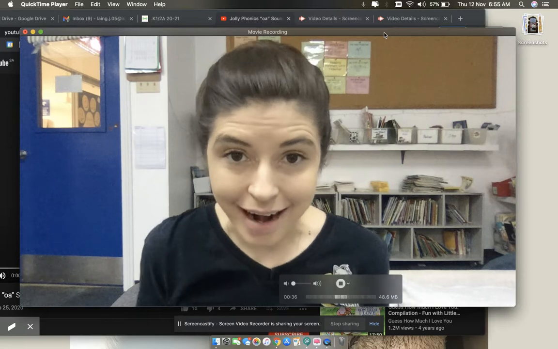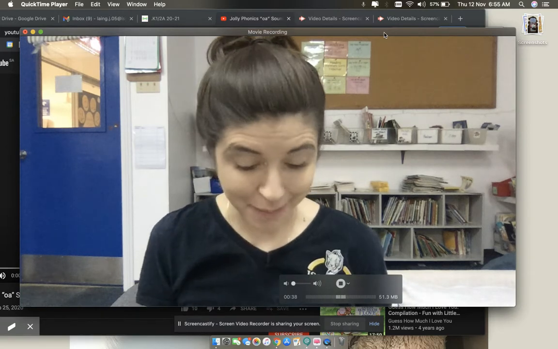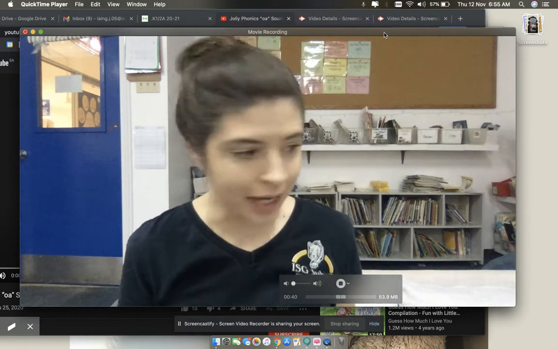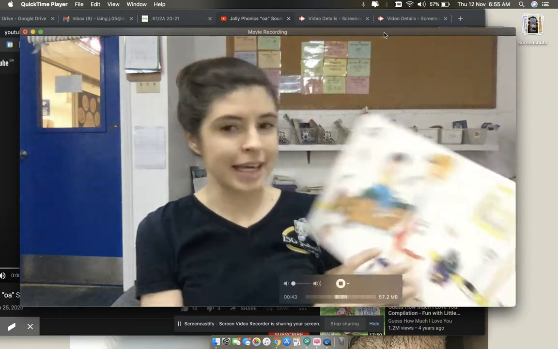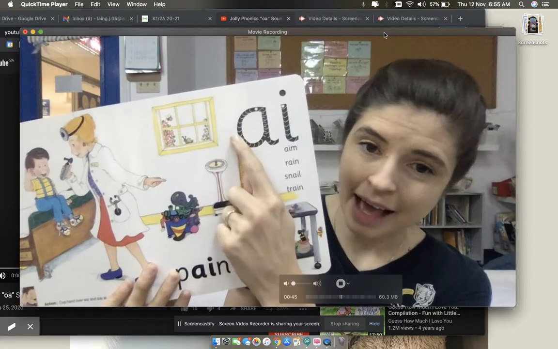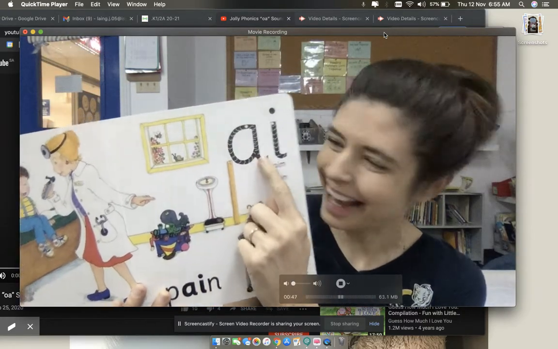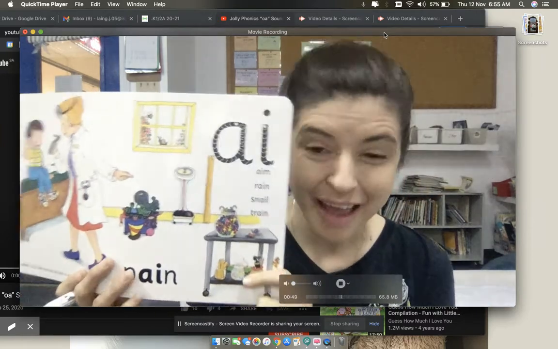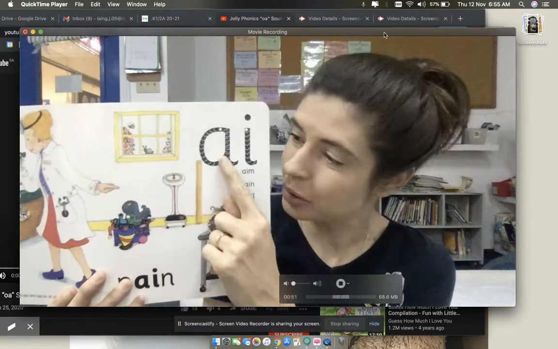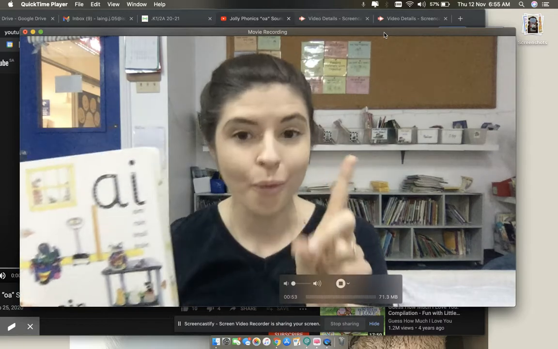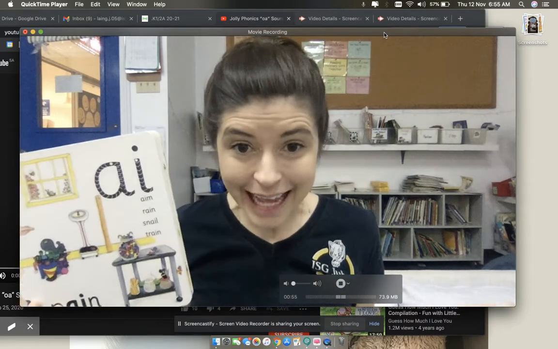This sound is another digraph. Do you remember the digraph we learned on Sunday? It was the A-I digraph. Remember, a digraph is when two letters stand together to make one sound. And today we get to learn another digraph.